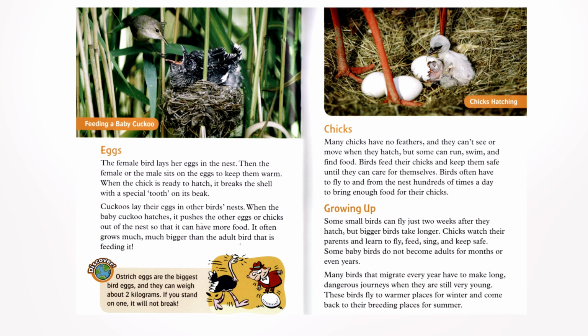Cuckoos lay their eggs in other birds' nests. When the baby cuckoo hatches, it pushes the other eggs or chicks out of the nest so that it can have more food. It often grows much, much bigger than the adult bird that is feeding it. Ostrich eggs are the biggest bird eggs, and they can weigh about 2 kilograms. If you stand on one, it will not break.